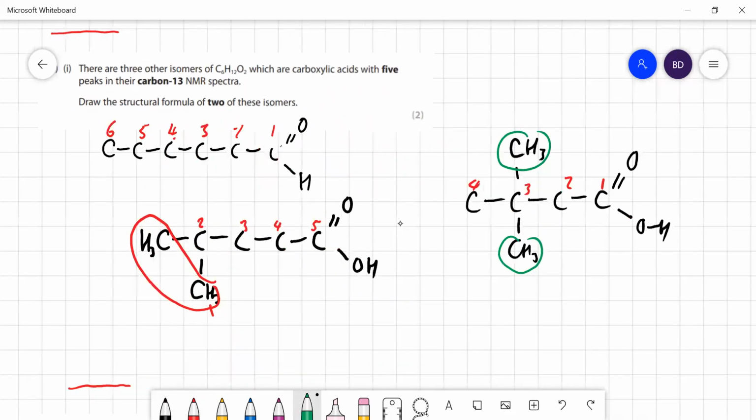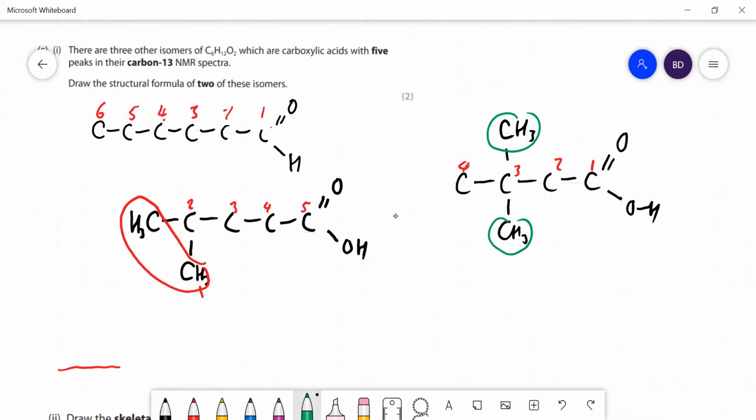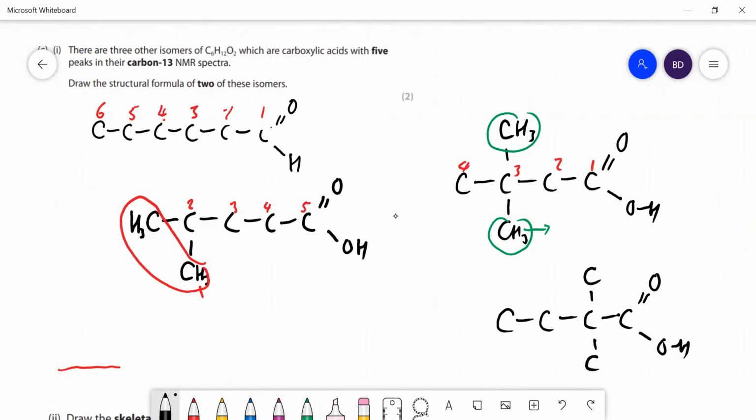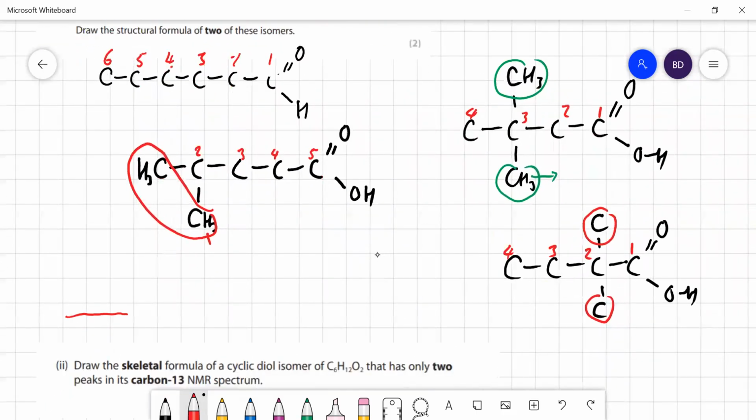They don't have to give the third one, but all we've got to do is move these 2 green methyls along one. So we do that. See what I mean? We could have butanoic acid with methyl groups there and there. That's going to give us 1, 2, 3, 4, and these two are the same, 5 peaks. So obviously you're going to put the hydrogens on those. You can't just leave it with carbons, but you get the idea.